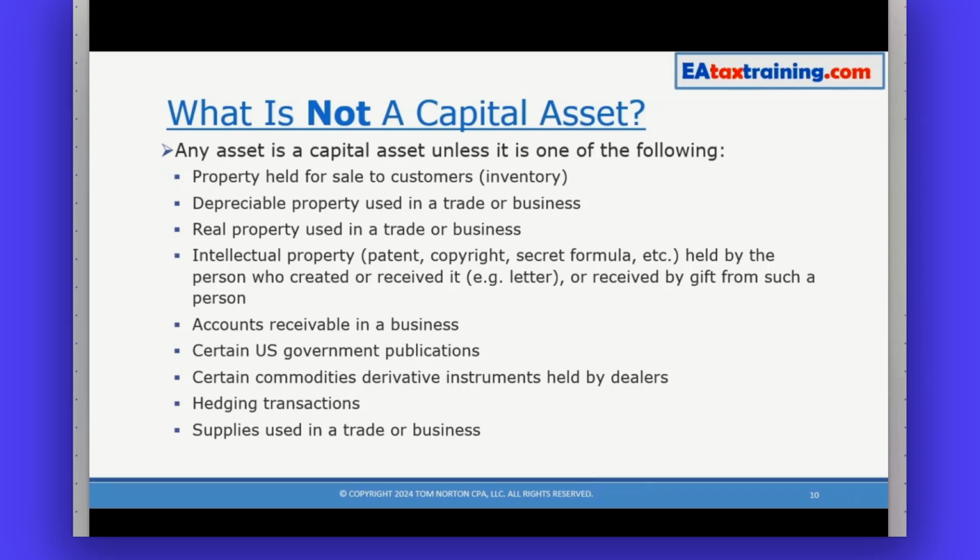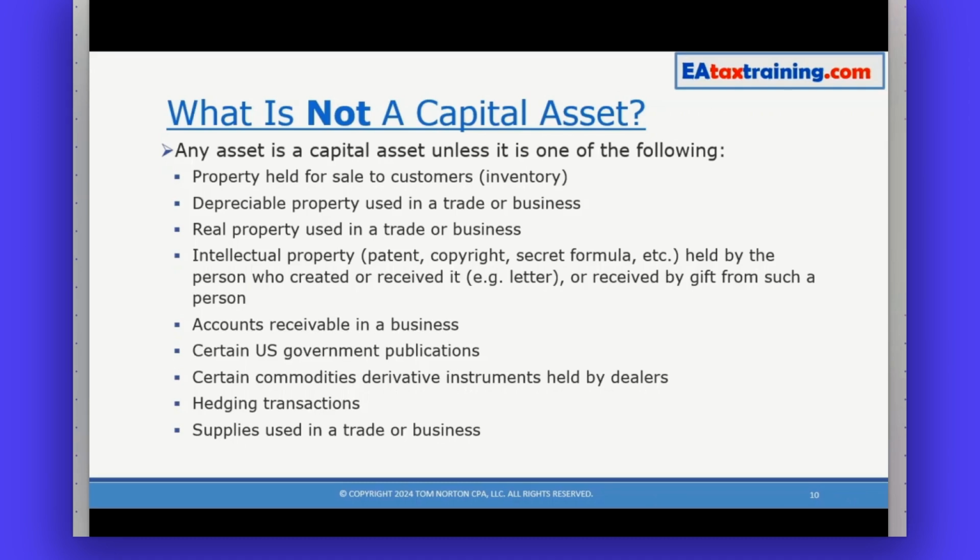Hedging transactions is another investment concept. If you've got those, it's not a capital asset. And supplies used in a trade or business, not a capital asset. So if you think about this, the common theme for most of the items on this list is that they are used in a business. If you've got an asset that's used in a business, whether it's inventory held for sale, whether it's depreciable property used in that business, whether it's real property, whether it's supplies in that business, accounts receivable that's used in a business, most likely not a capital asset.